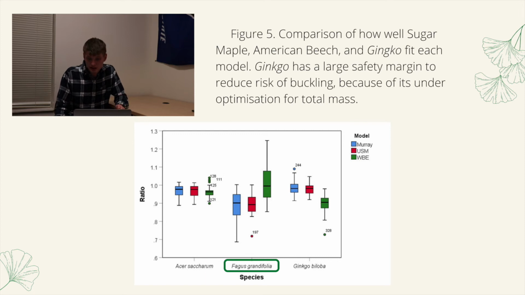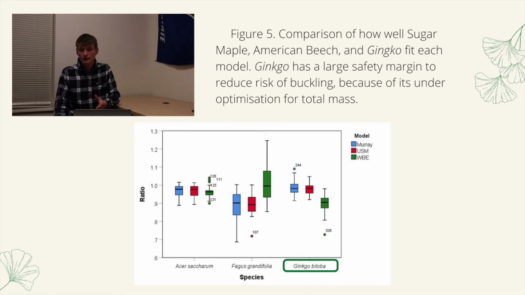In contrast, if we look at American beech, for Murray and USM, it is very under-optimized, but for the West-Brown-Enquist model, it is very close to optimization. This seems to indicate that in the beech that we looked at, hydraulic efficiency and the support of the branches are less important than just being massive, than total size. And then again, we can see the optimization of Ginkgo. For Murray and USM, it's fairly close to optimization, but it is lacking in West-Brown-Enquist. It's smaller, it's not as massive.